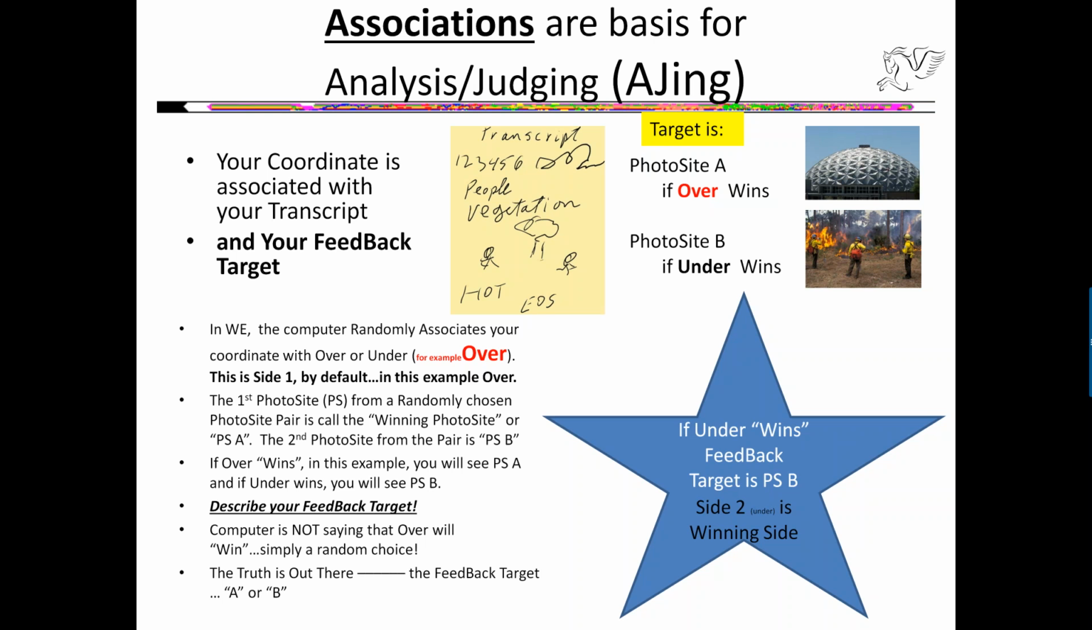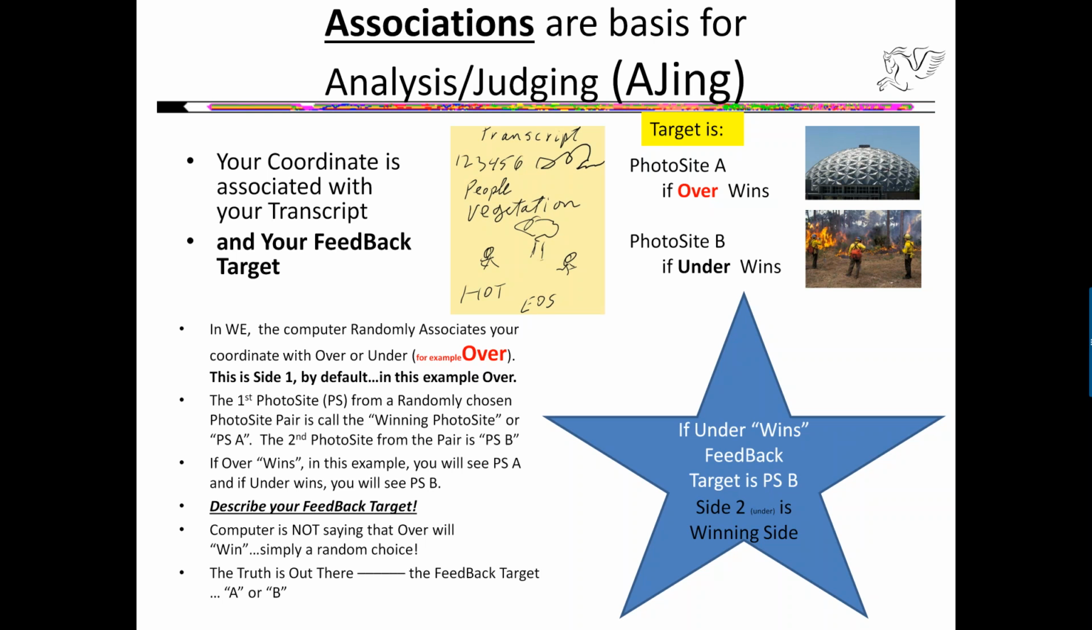And that's why, with the beacon idea, what you're really doing is associating that coordinate, that TRN, transcript reference number, that tag, whatever you want to call it, with the final feedback target. When you see that one, it's going to be associated with that target, nothing else. It has nothing to do with whether it's the first one you see or the second one you see.